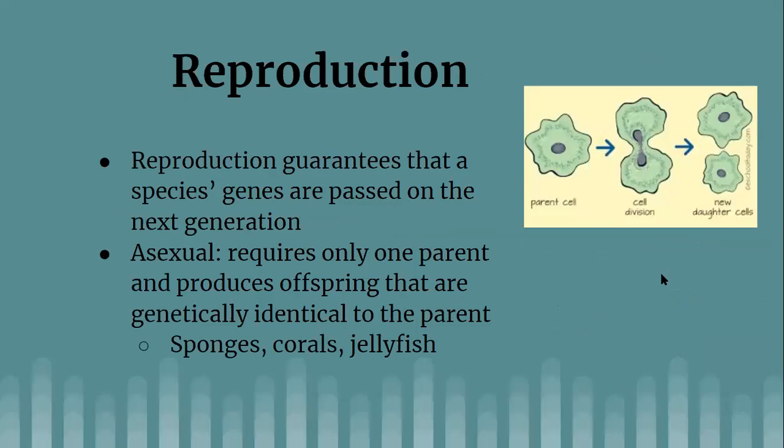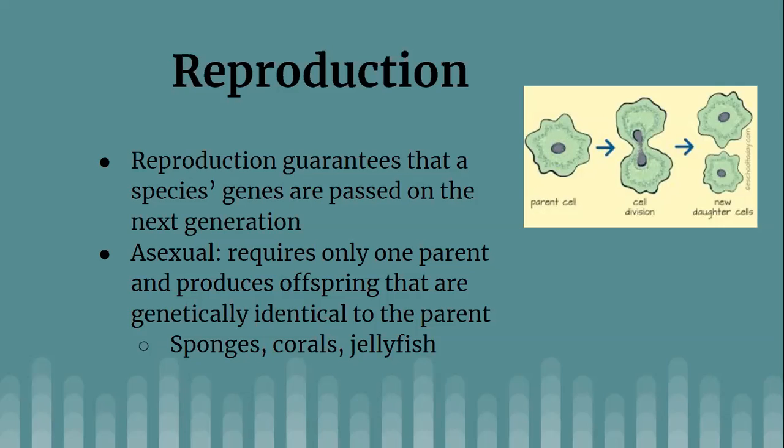So giraffes make more giraffes, hermit crabs make more hermit crabs, and bald eagles make more bald eagles. Some animals produce offspring that look exactly like the parent. Others, such as humans and the animals out in the wild, produce offspring that look different from the parents. Animals use one of the two main methods, asexual or sexual reproduction, to produce offspring. Reproduction guarantees that a species' genes are passed on to the next generation.